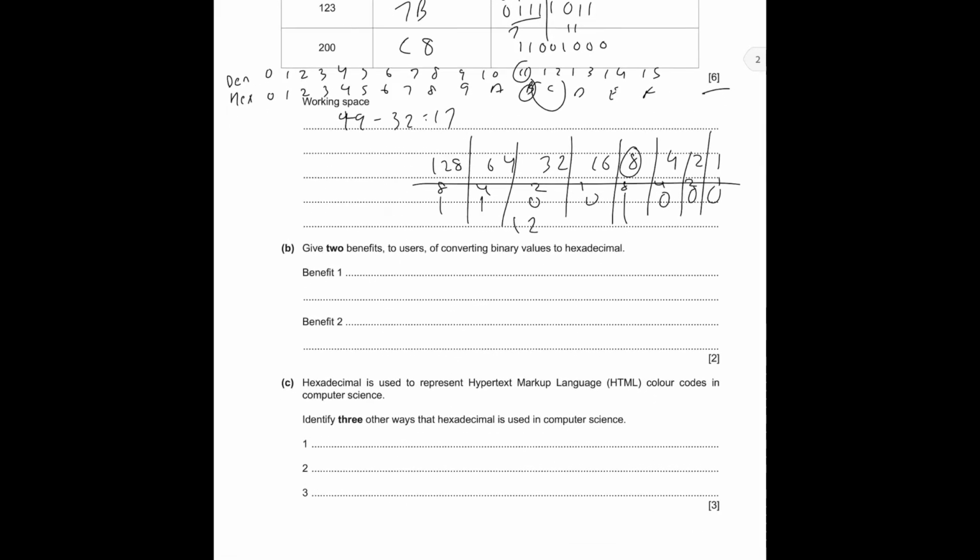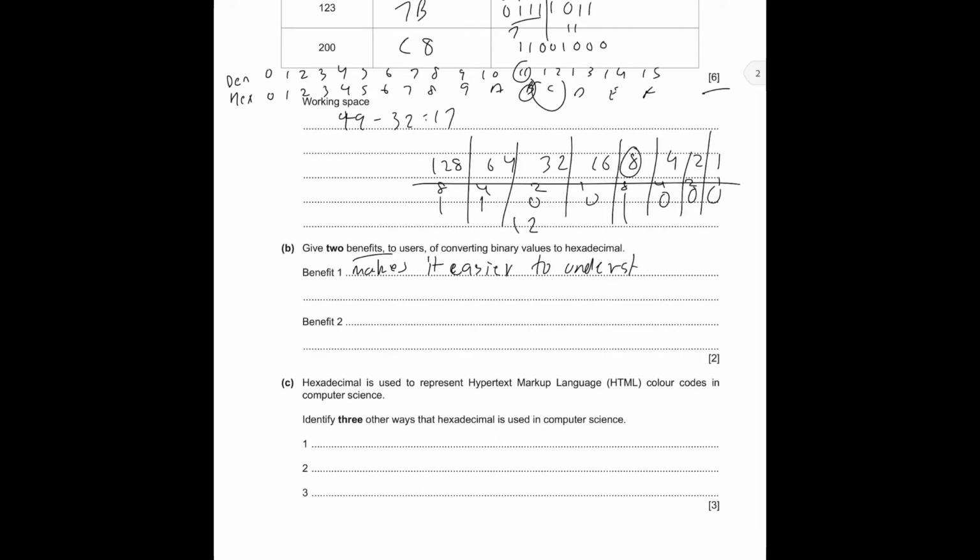Now we have to answer the next question quickly. Give 2 benefits to users for converting binary values to hexadecimal. Remember, with hexadecimal there's a lesser chance of making an error because it's easier. It takes up less screen space. It's better than displaying a lot of binary digits made up of a lot of zeros and ones. Basically, hexadecimal helps to simplify the code and makes the numbers easier to understand.